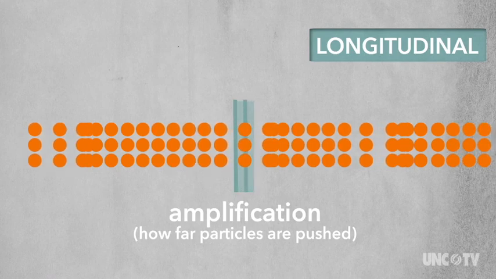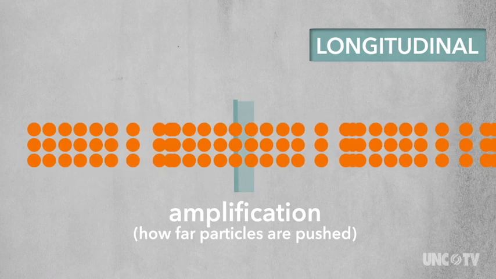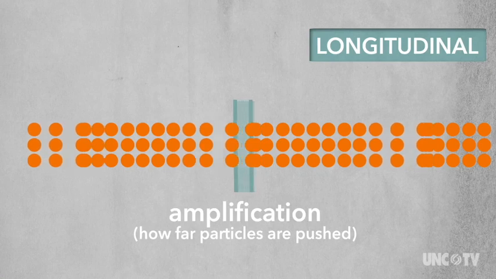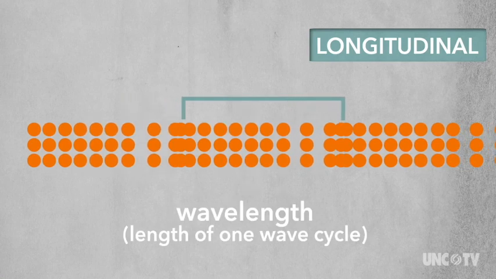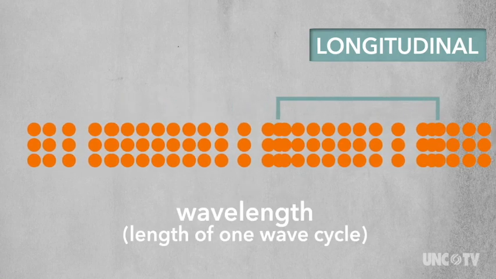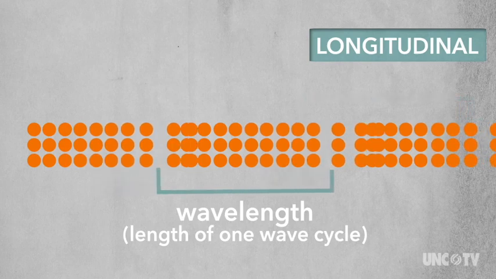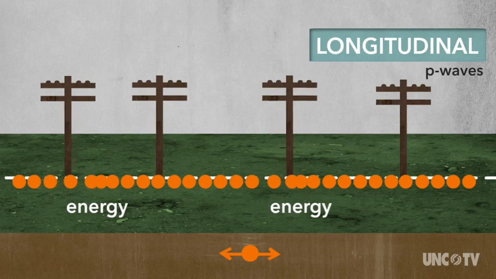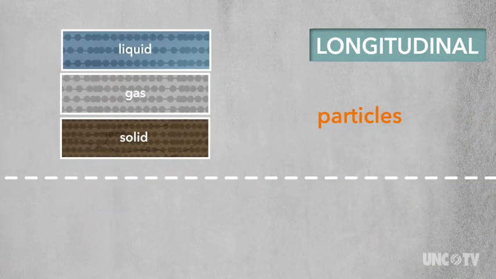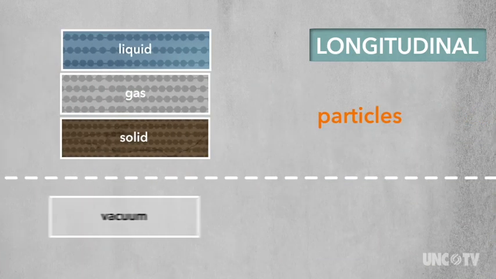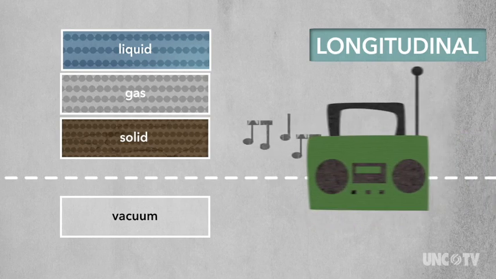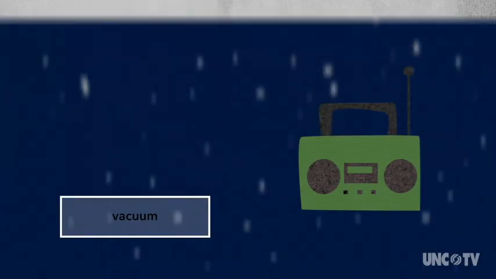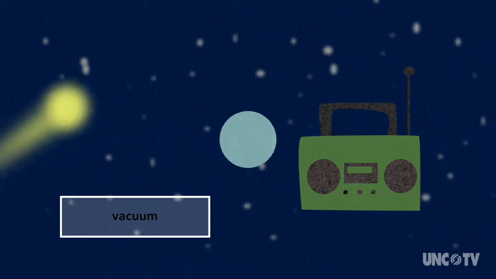Amplitude is the measurement of how far the particles are pushed from their resting state. And the wavelength is the length of one wave cycle, compression to compression or rarefaction to rarefaction. Longitudinal waves use particles to push the energy. That means they can travel through gas, liquids, and solids, but not through a vacuum. Sound is a longitudinal wave, for instance, and there is no sound in space.